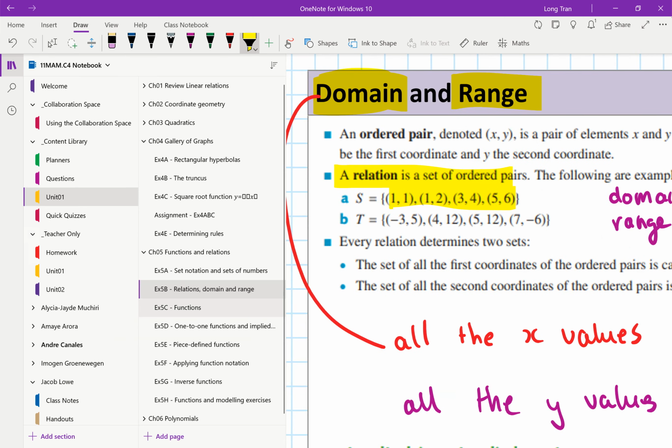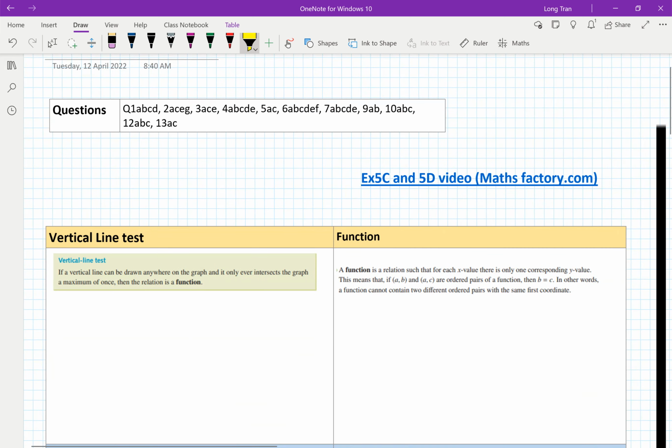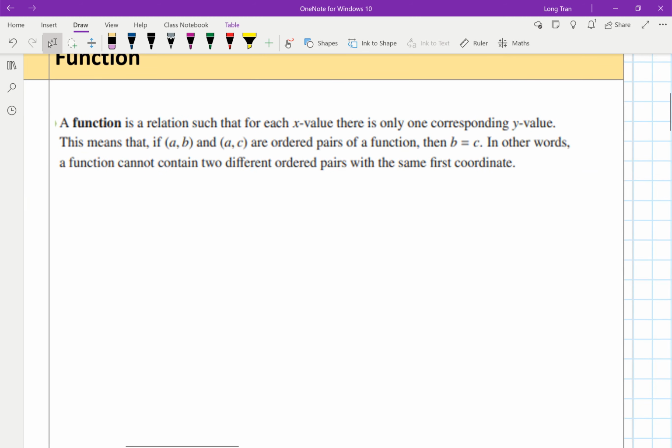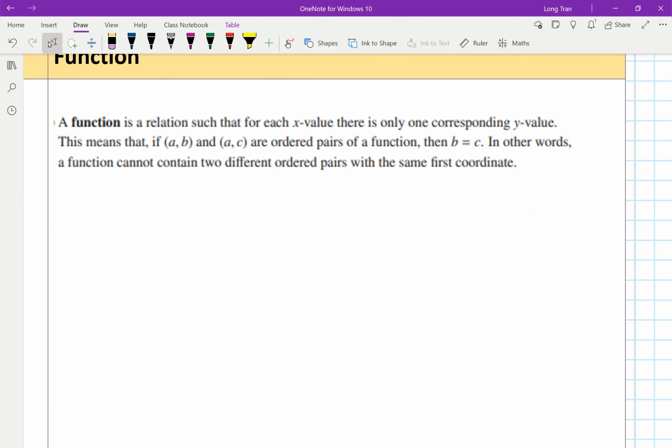But today we're going to be looking at what a function is. Since I said that a relation is a set of coordinates, a function is specifically when, in that random set of coordinates that you have, they have this one property, this one idea: only one corresponding y value for every x value. Now that may sound confusing at the start, but let's say it again.